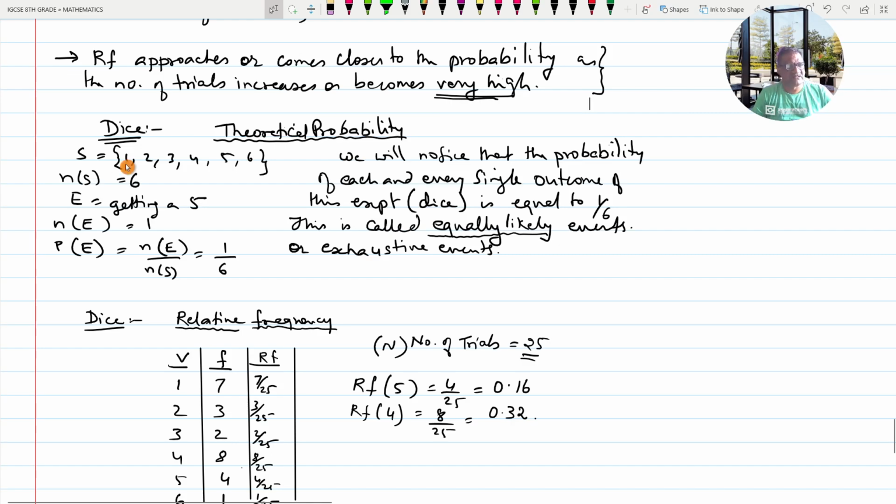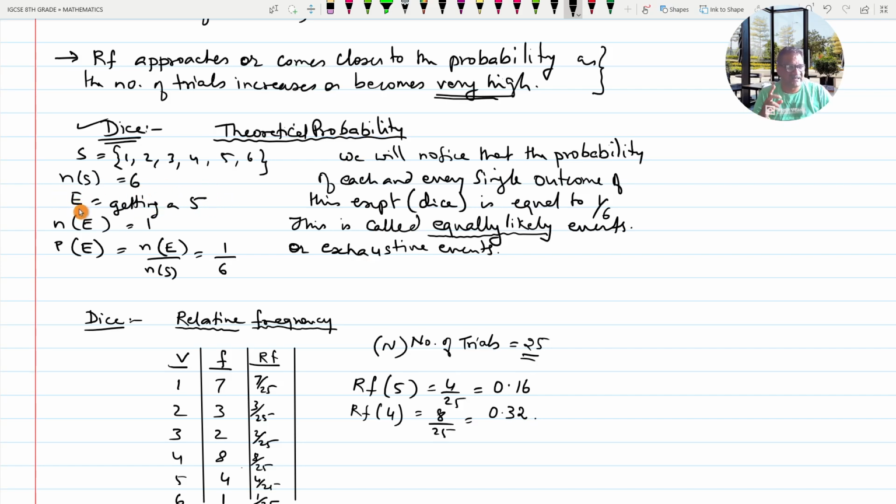Now suppose I have a dice and I throw that dice. The sample space will be 1 2 3 4 5 and 6. This is the sample space, right? Now n of S, that is the number of elements in this sample space, is 6, because you can see 1 2 3 4 5 and 6, there are 6 elements, so n of S will be 6.